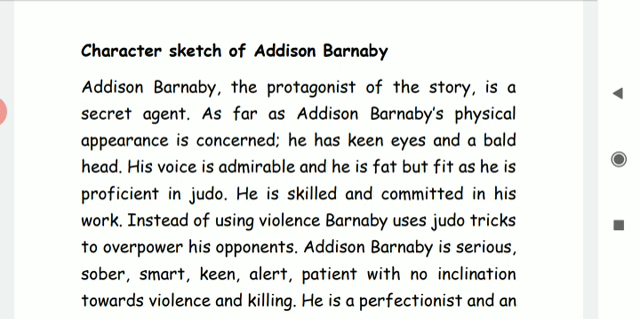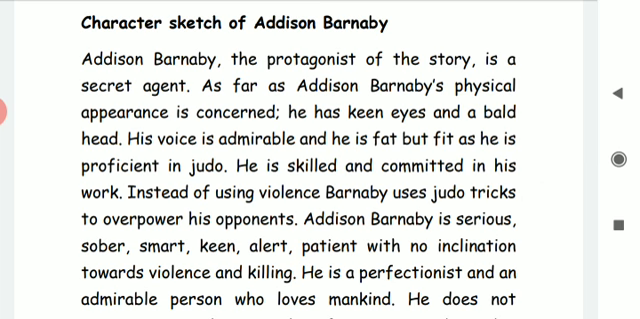Addison Bombay is a serious, sober, smart, keen, alert, patient, with no inclination towards violence and killing. Now, this line is significant to understand. This is, in fact, his entire character. He is serious with regard to his profession. He is at the same time very sober, very intimate with the people. Sociable person. He is very smart. He is a keen observer of things. He is alert at the same time. He is patient. He has a lot of patience, with no inclination towards violence and killing.